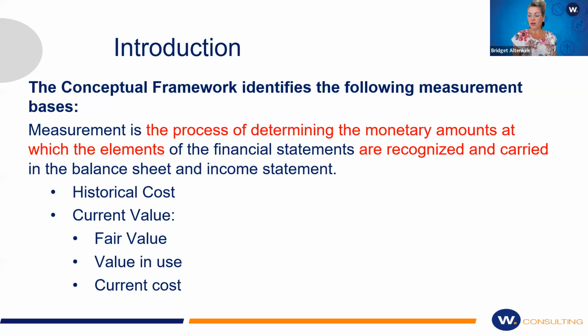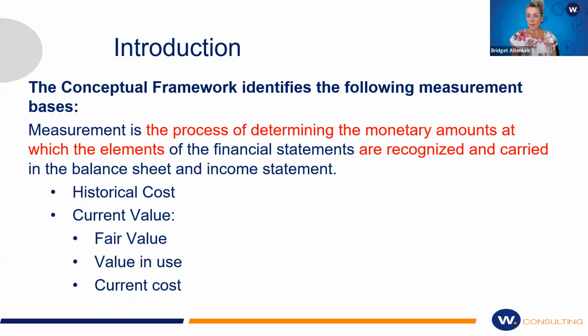So historical cost, that would be the relevant measurement base for your inventory items, because the starting point is looking at what was the cost at which the entity incurred in order to obtain that asset. Other assets which you typically see recorded on the basis of historical cost is property, plant, and equipment.